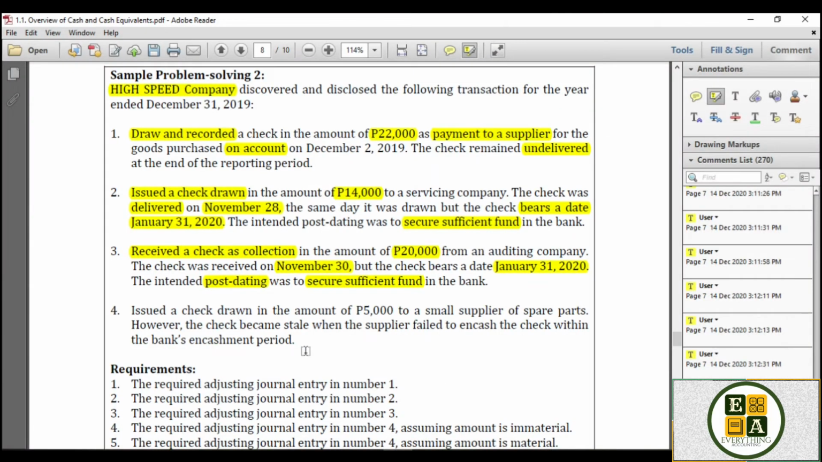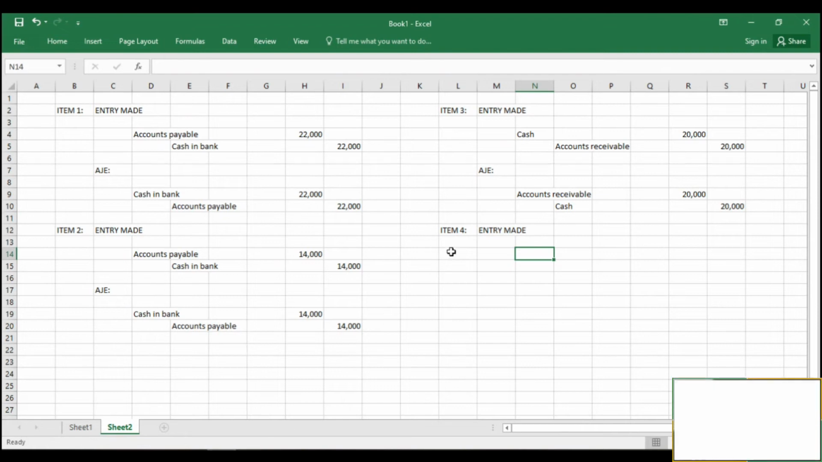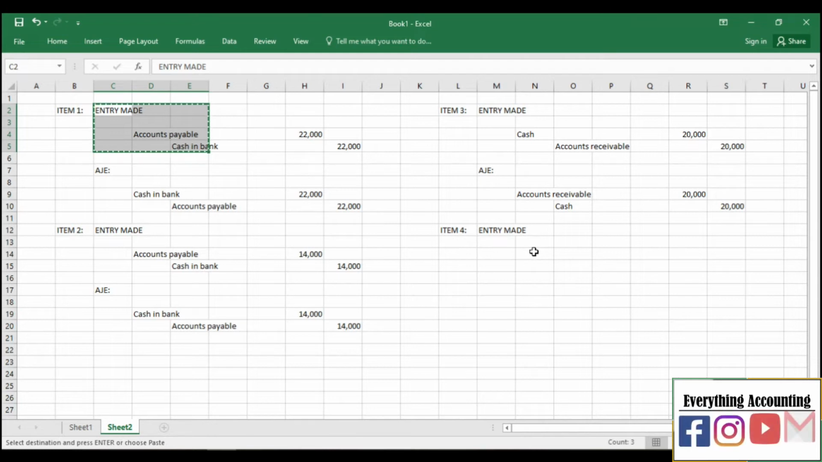So, sa item 4, sabi niya, nag-issue tayo ng check. Again, issue the check drawn in the amount of 5,000 to a small supplier of spare parts. However, the check daw became stale when the supplier failed to encash within the bank's encashment period. So, stale. Nag-stale siya. Yung assumption natin una, kapag immaterial. So, yung journal entry made natin, since tayo yung nagbayad, parang ganito pa rin. Let us assume na accounts payable siya.